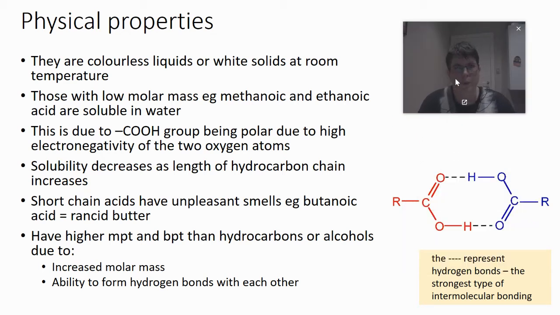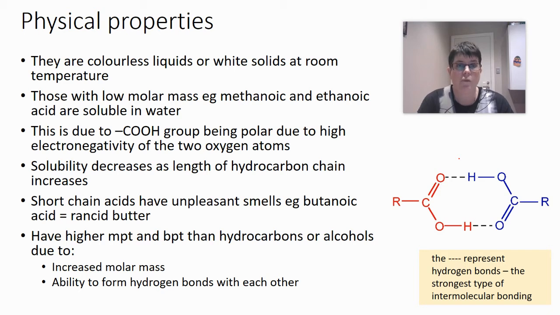Now, what about the physical properties of carboxylic acids? They are colourless liquids at room temperature, or white solids. The ones with low molar mass, methanoic acid and ethanoic acid, are soluble in water. This is because the functional group COOH is polar due to the high electronegativity of the 2 oxygen atoms. The solubility decreases as the length of the hydrocarbon increases. That was the same as the alcohols that we were looking at. The short chain acids have unpleasant smells. Butanoic acid smells like rancid butter.